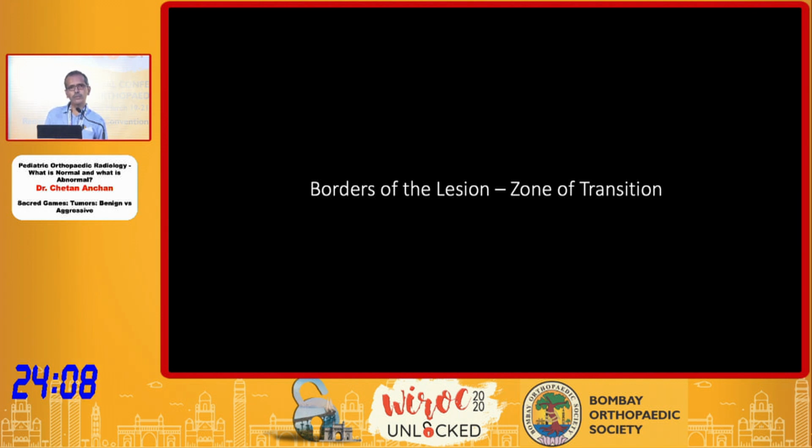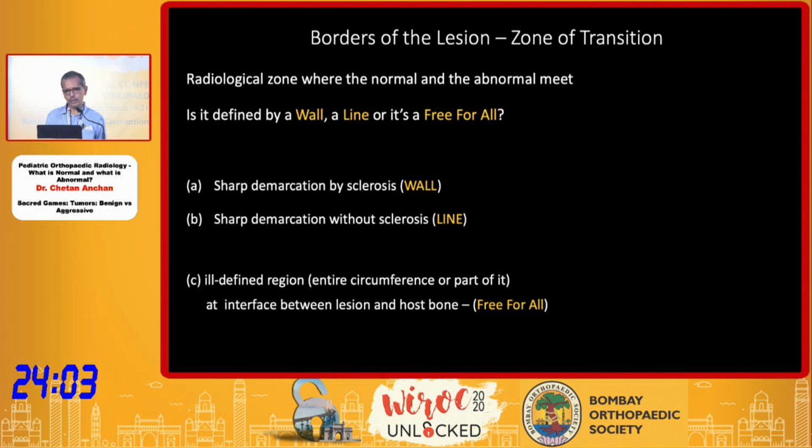Then comes the border of the lesion, that is zone of transition. This is very important in differentiating an aggressive or a malignant disease from a benign condition. So what is the border of the lesion? It is a radiological zone where the normal and the abnormal meet. It can be either a wall or a line or a porous, free-for-all border. So if there is a sharp demarcation with sclerosis, we call it a wall. If it is a sharp demarcation without sclerosis but just a line which defines what is normal and the abnormal, and then there is an ill-defined region which is an interface between the lesion and host bone, you can't really differentiate where the disease ends and where the normal bone begins.